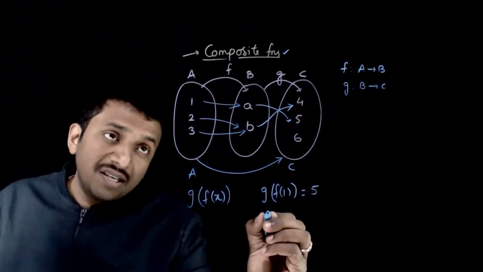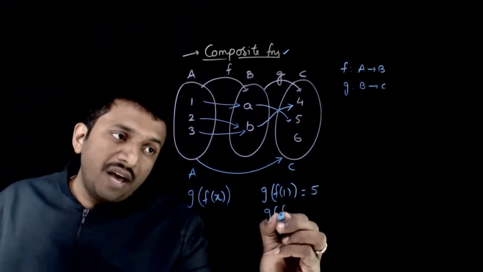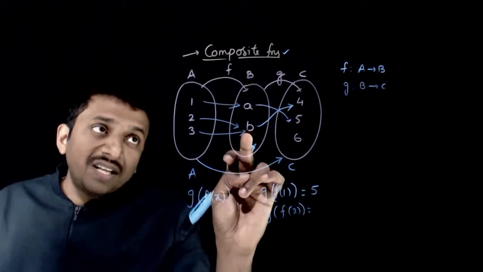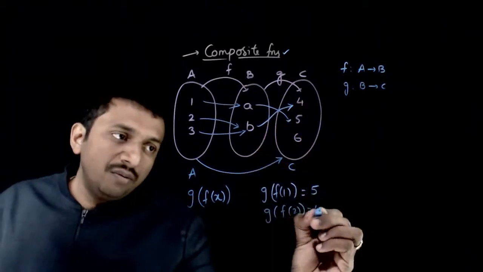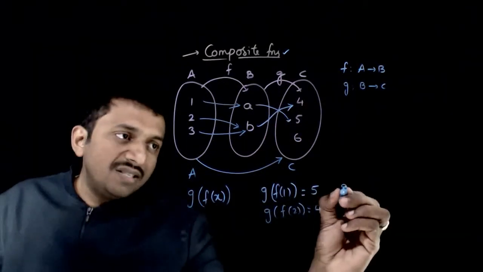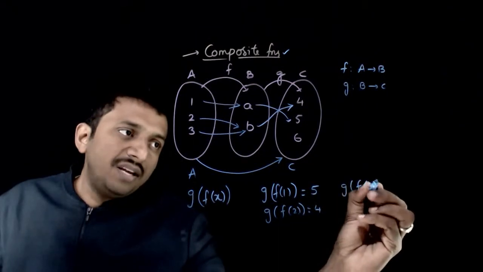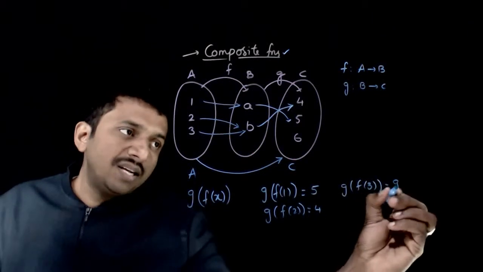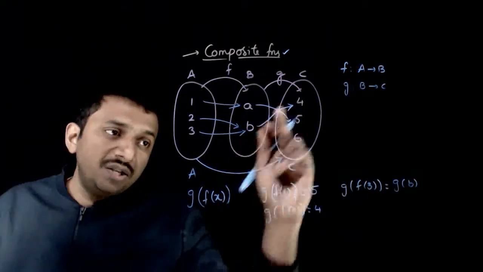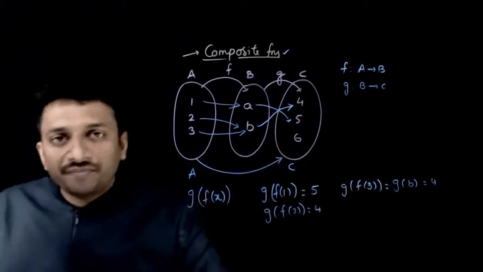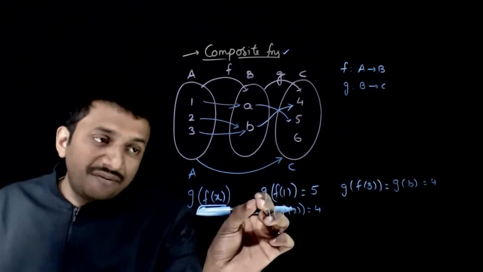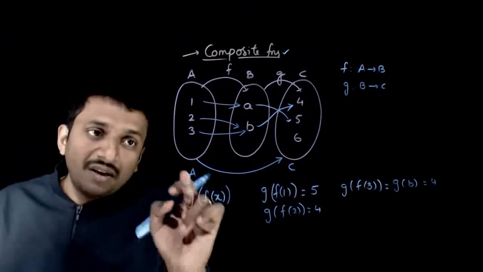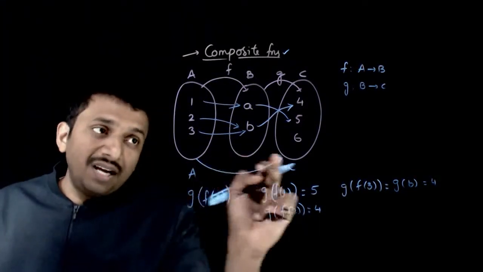So what is g of f of 2? f of 2 is b and g of f of 2 is equal to 4. And what is g of f of 3? First f of 3 is equal to b, that is nothing but g of b. And what is g of b? It is equal to 4. So I can always define a function which looks like g of f of x, which can be defined from set A to set C.